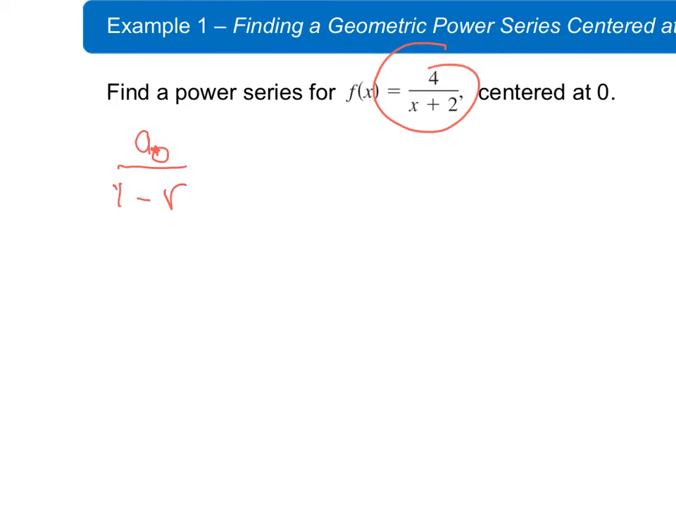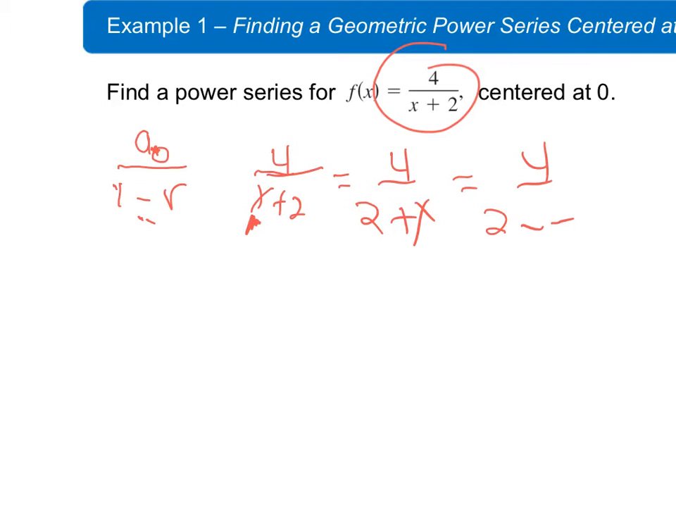Right away, I can change this to 4 over 1 x plus 2, my r has to be a function. So I got to change that around to 4 over 2 plus x. Now I need to put a minus in here. So I'll write that as 4 over 2 minus x.